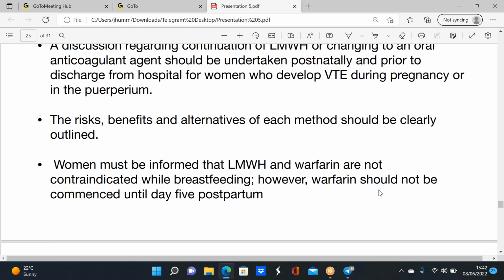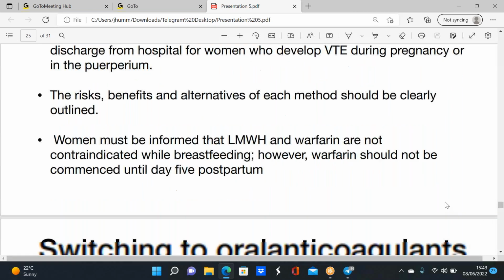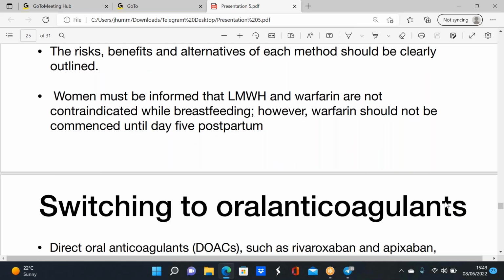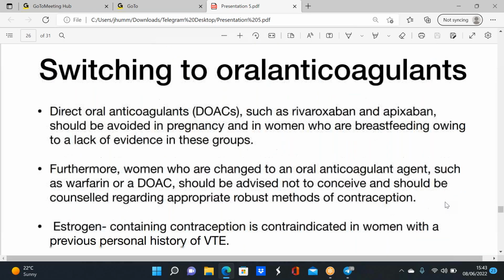A woman must be informed that low molecular weight heparin and warfarin are not contraindicated while breastfeeding. However, warfarin should not be commenced until day 5 postpartum. Now, switching to oral anticoagulants: direct oral anticoagulants such as rivaroxaban and apixaban should be avoided in pregnancy and in women who are breastfeeding, owing to lack of evidence in these groups.